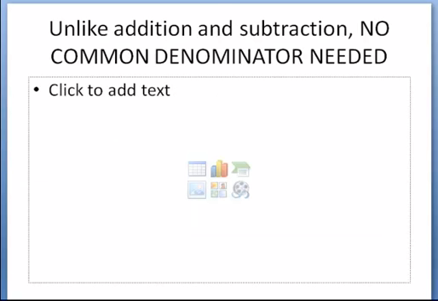One thing to keep in mind is that you do not need common denominators. Once again, straight across the top, straight across the bottom, just multiply.